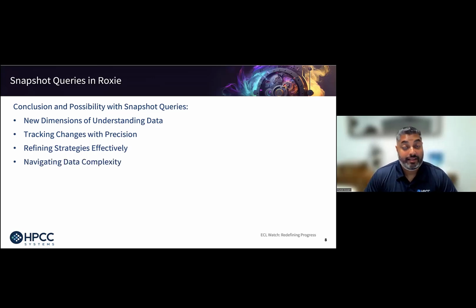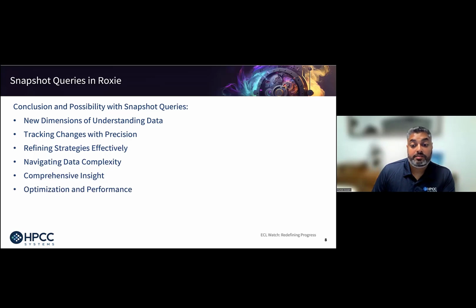We're able to navigate data complexity. Snapshot queries are our compass through the maze of data complexity. They enable us to navigate intricate relationships and dependencies, illuminating the path to clarity. They provide comprehensive insight. That insight, delivered by snapshot queries, ensures we never view data in isolation. Every piece contributes to the bigger picture, granting us a panoramic understanding.